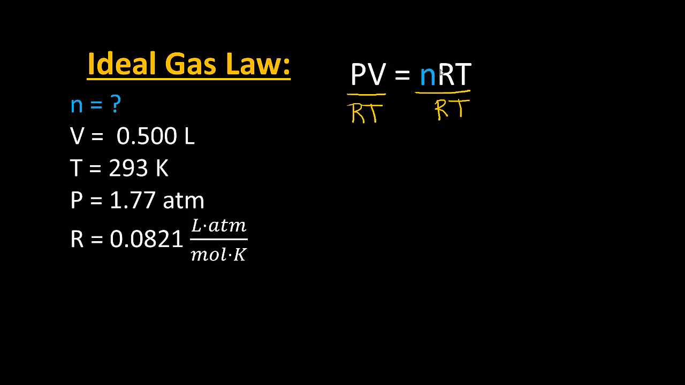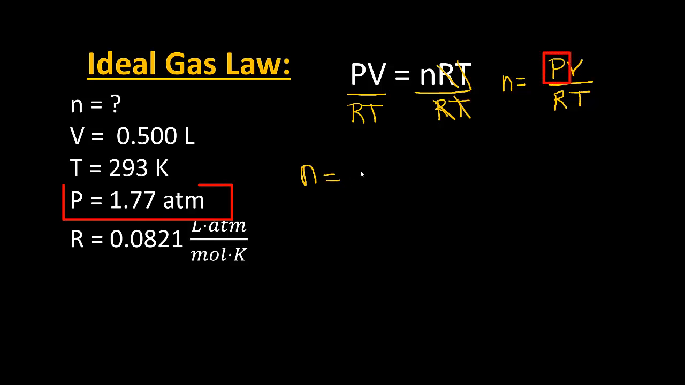And when I do that, I have an R on top and an R on bottom, they go away. I have a temperature on top and a temperature on bottom, they go away. And I'm left with n is equal to pressure times volume divided by the ideal gas constant times temperature. Now all I have to do is plug in my values.